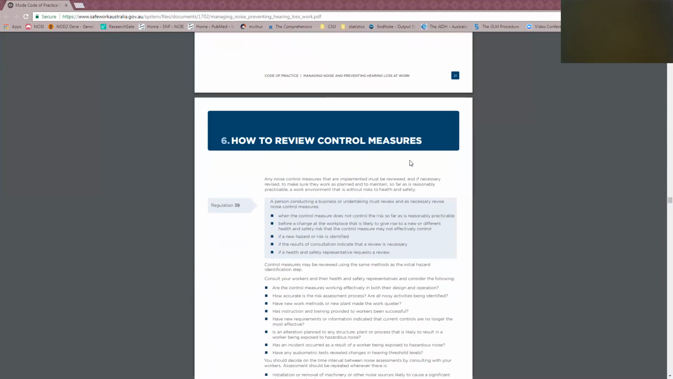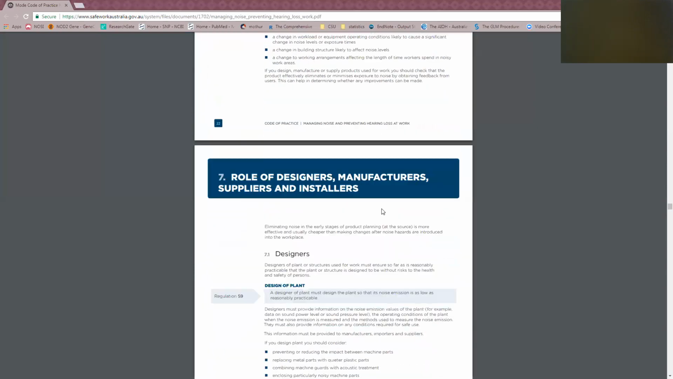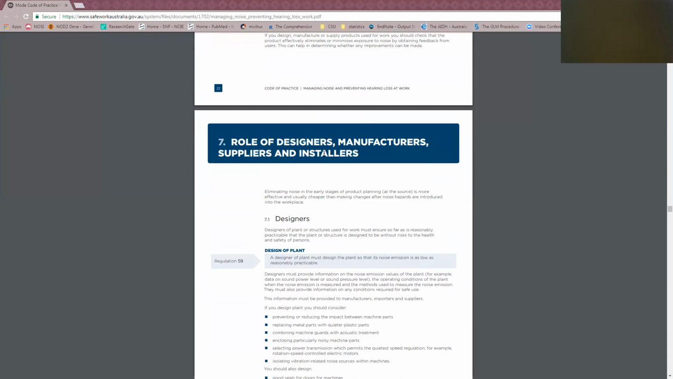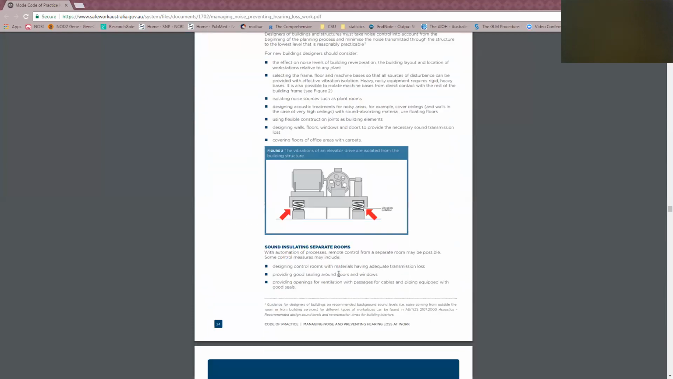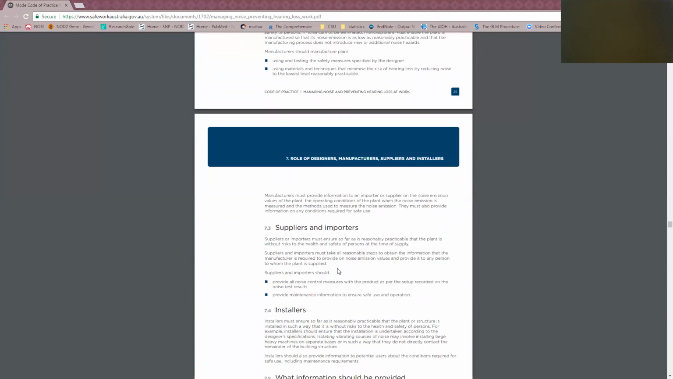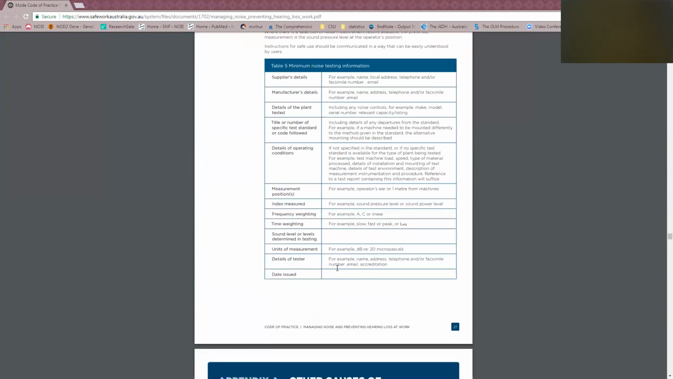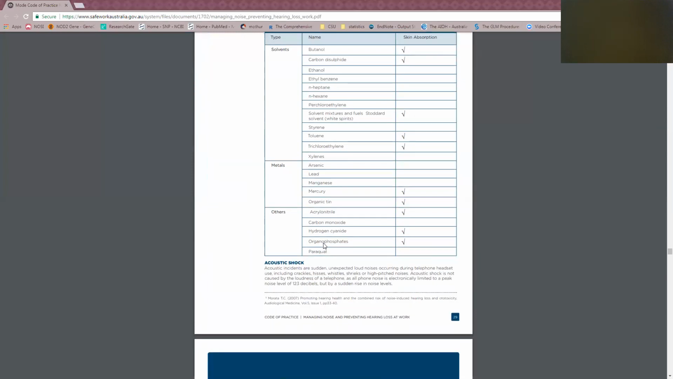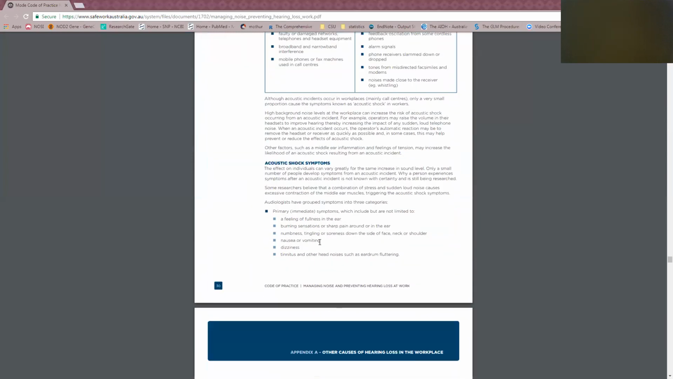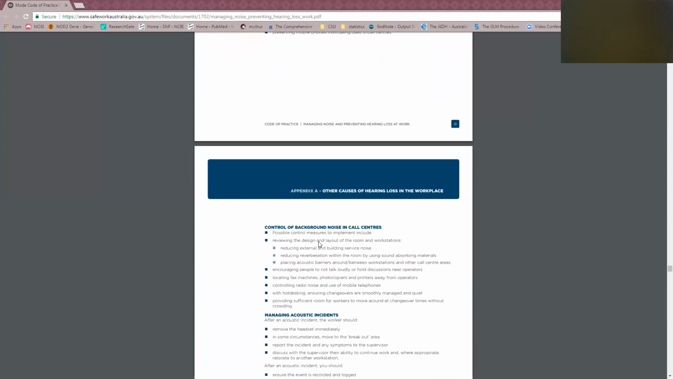So here's the section, how to review control measures. It's all here. If you wanted more information on possible ways that you might want to modify those pieces of noisy plant that we observed, there's also a section on that too for you. So use your imagination. The data is all there. You're going to put that into the report and then create your scenario around it.